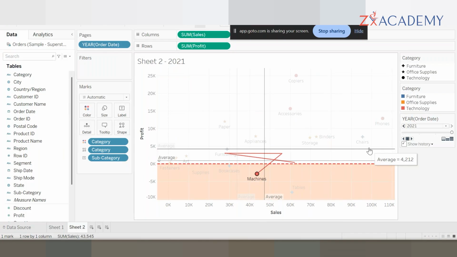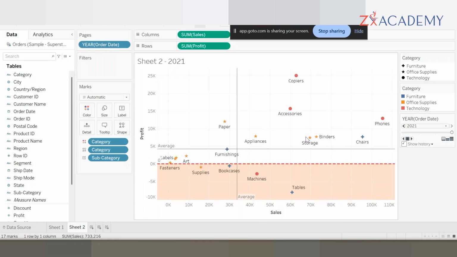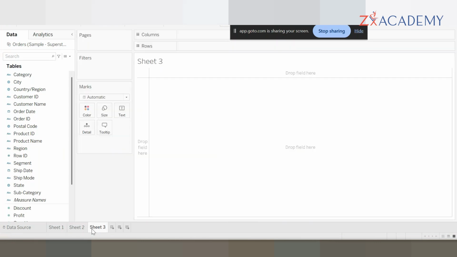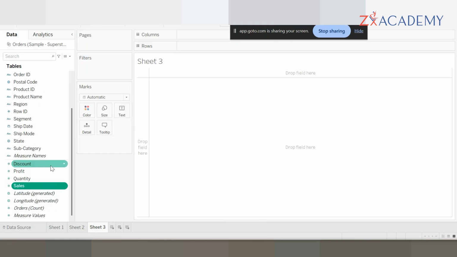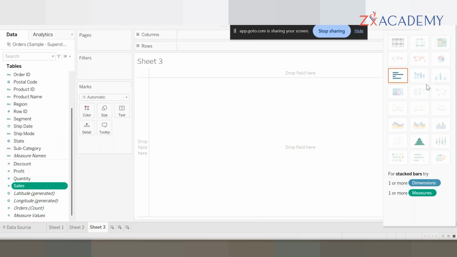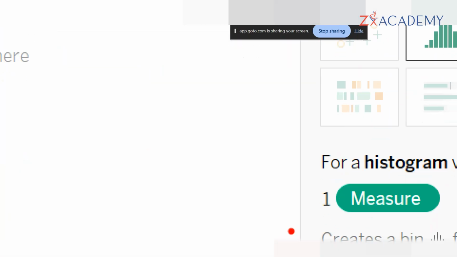Okay, the next thing we'll see is the histogram chart. So what we do here is take this particular histogram. This is your histogram chart. Again, in the histogram chart, what is needed is we take a measure.